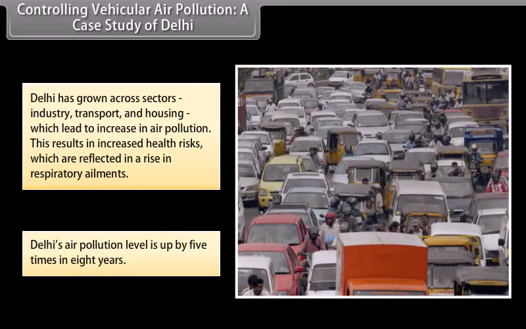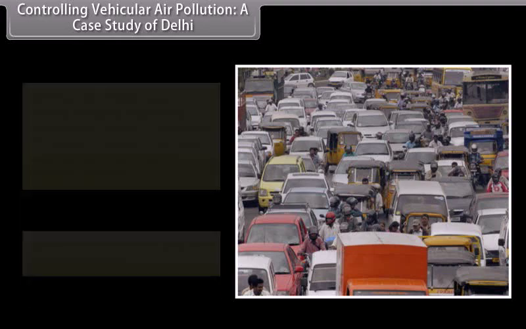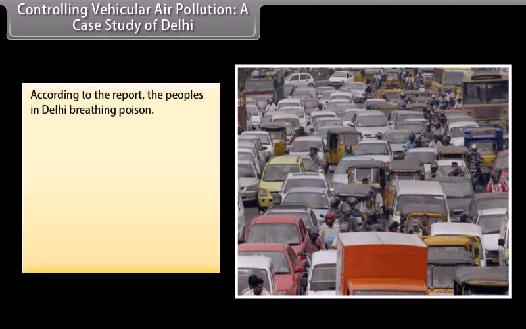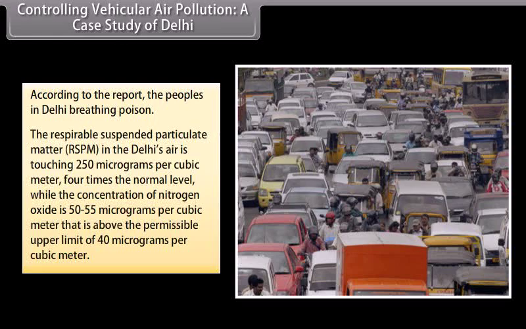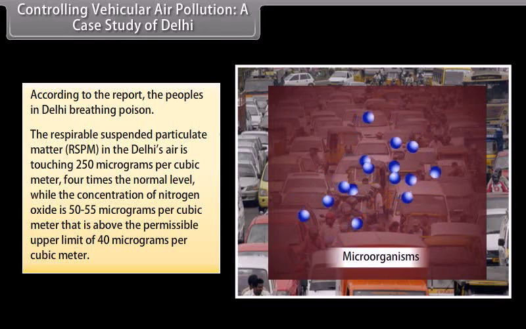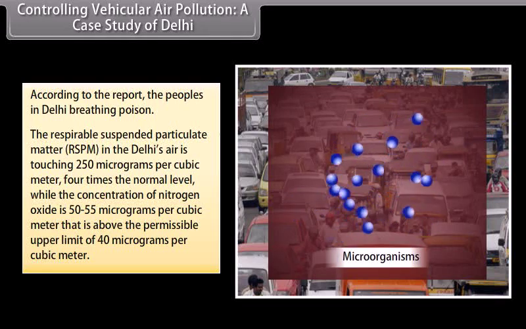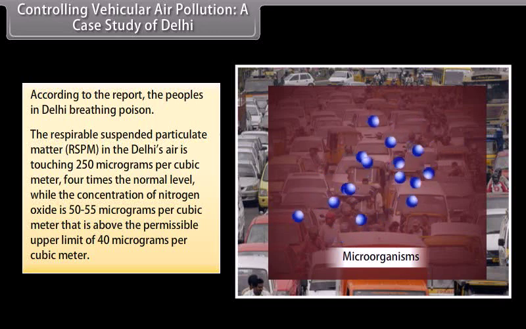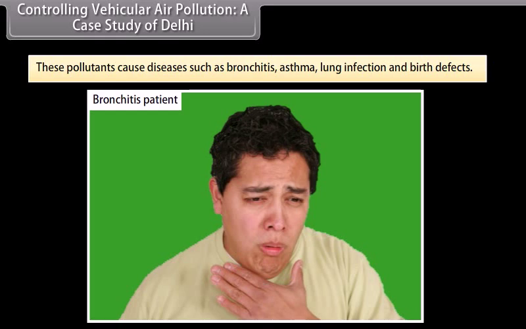Delhi's air pollution level is up by 5 times in 8 years. According to the report, the people in Delhi are breathing poison. The respirable suspended particulate matter, RSPM, in Delhi's air is touching 250 micrograms per cubic meter, 4 times the normal level, while the concentration of nitrogen oxide is 50 to 55 micrograms per cubic meter, which is above the permissible upper limit of 40 micrograms per cubic meter. These pollutants cause diseases such as bronchitis, asthma, lung infection, and birth defects.